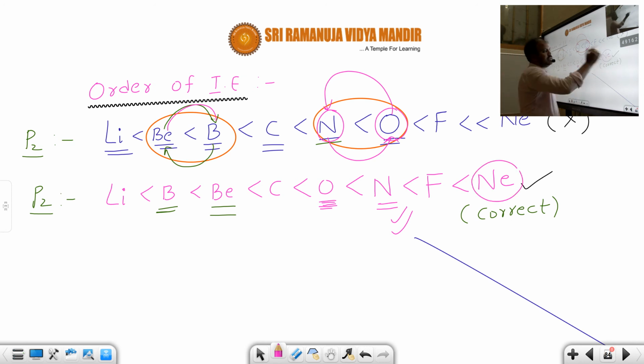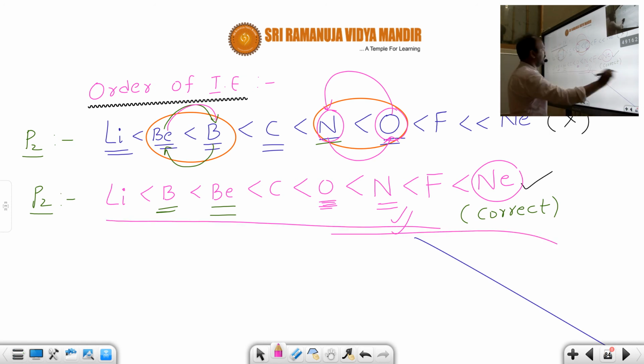Neon, obviously, like noble gases, has the highest ionization potential values in the entire periodic table. This is the correct trend. The second one is the correct order of ionization potential values. Here you must remember: compared with boron, beryllium has more IP, and compared with oxygen, nitrogen has more ionization potential values.